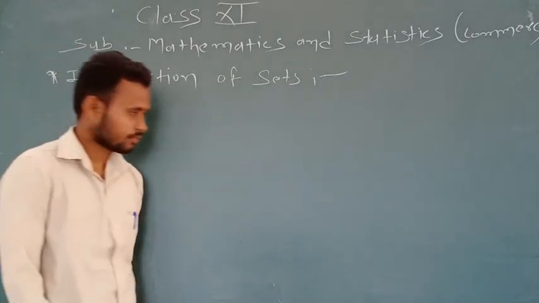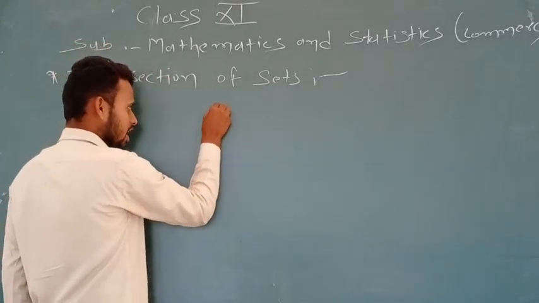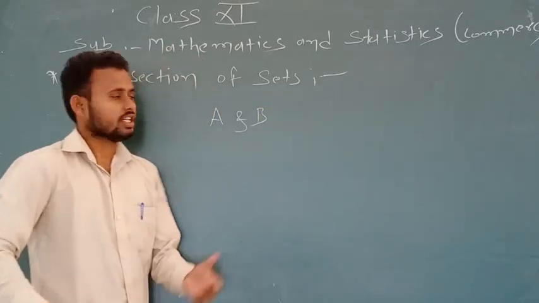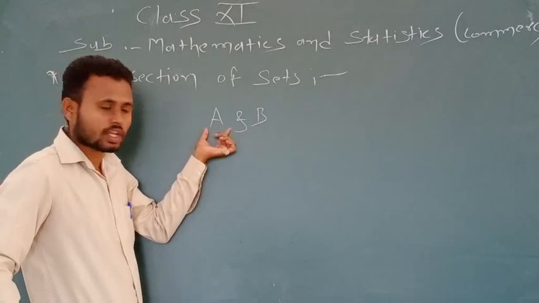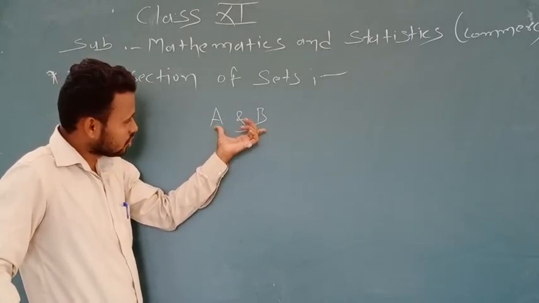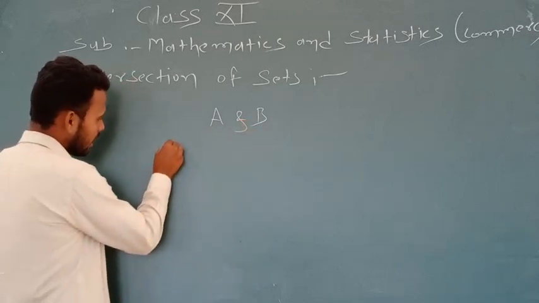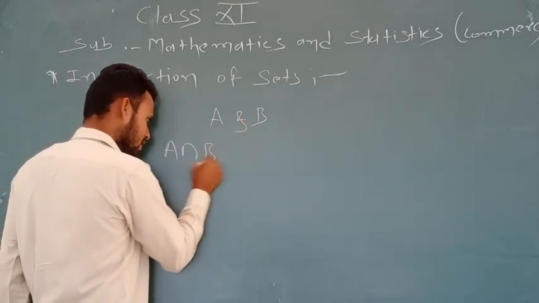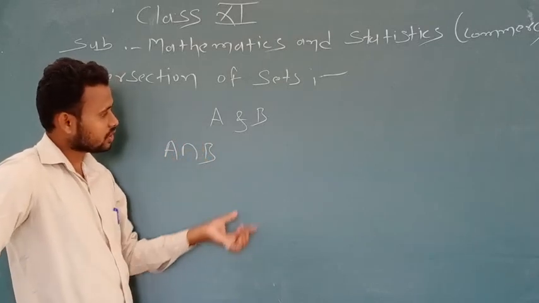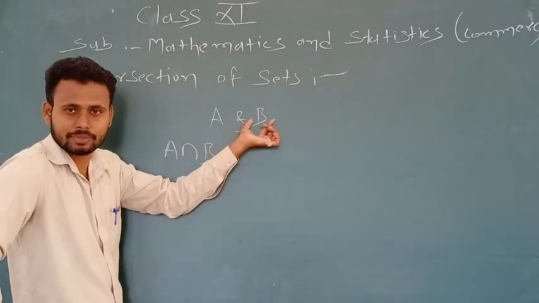Intersection of two sets. Suppose there are two sets A and B. Then the intersection of these two sets is denoted by A intersection B and is the set of all elements which are both in set A and set B.